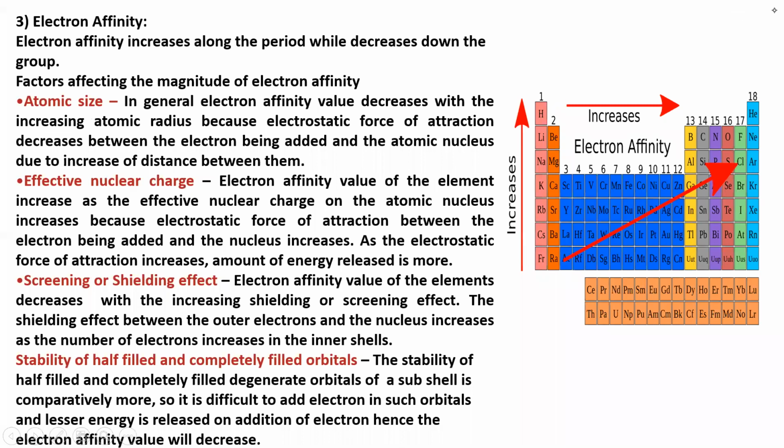So, electron affinity. What is electron affinity? It is the amount of energy, the enthalpy change, that takes place when a neutral gas atom gains or accepts an electron. Electron affinity increases along the period while it decreases down the group. Very important: electron affinity increases along the period, from left to right.